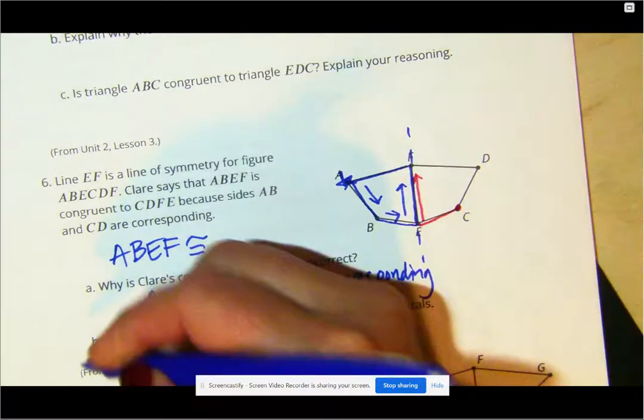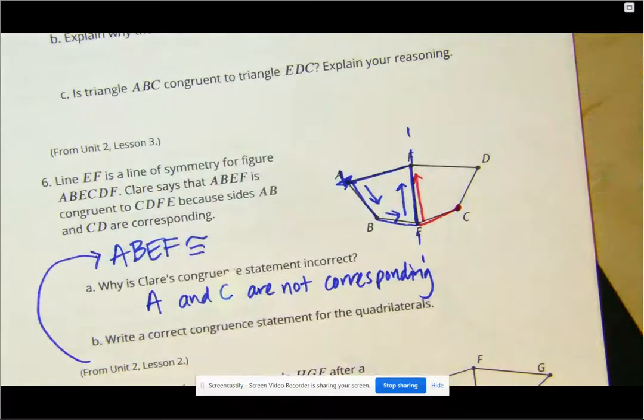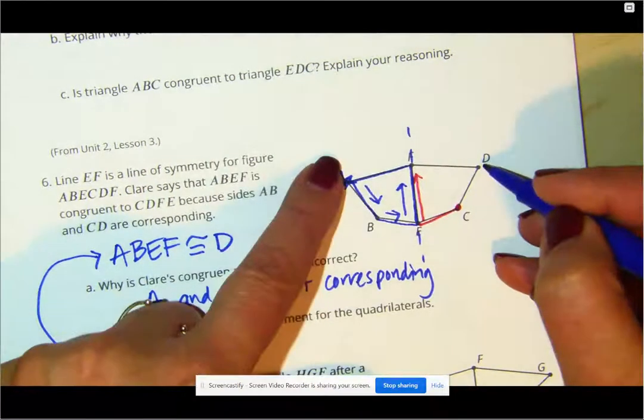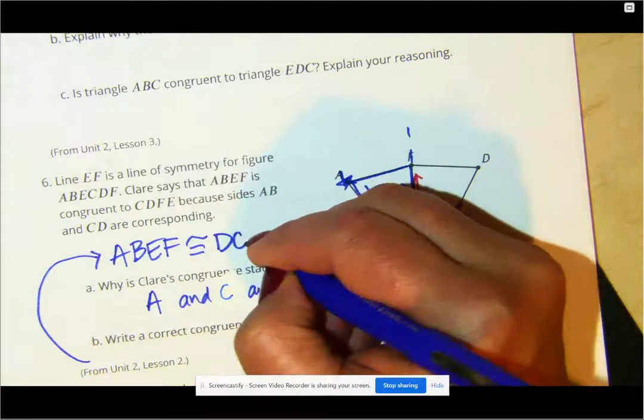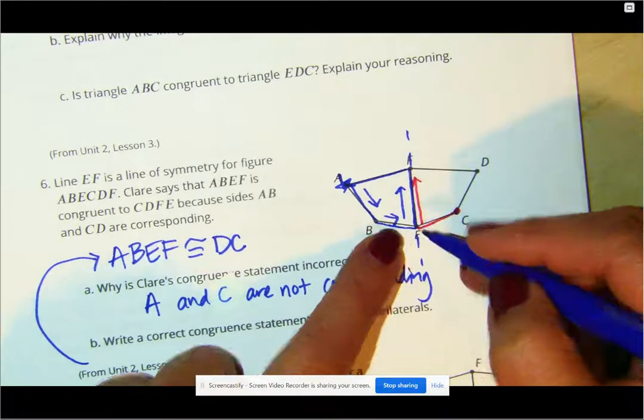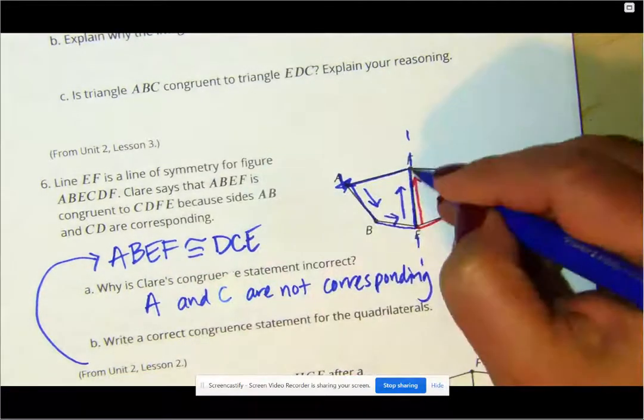So what's the correct statement? I'm going to write it right up here. So A should go where? That should be D. And they went down, so it should be C. Then they went to E, and up to F.